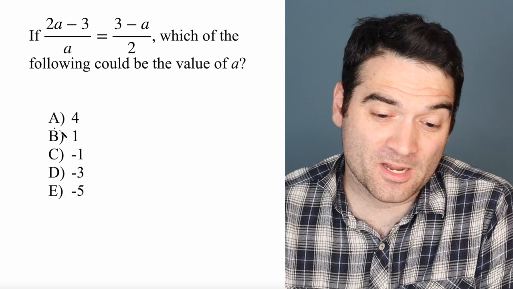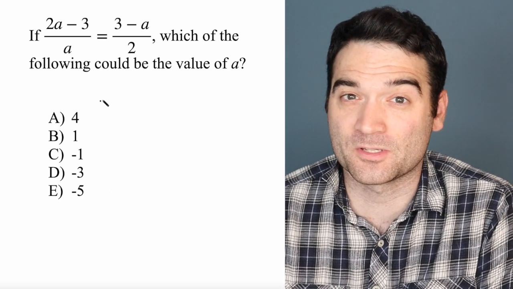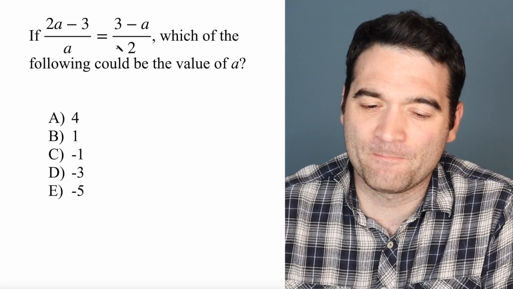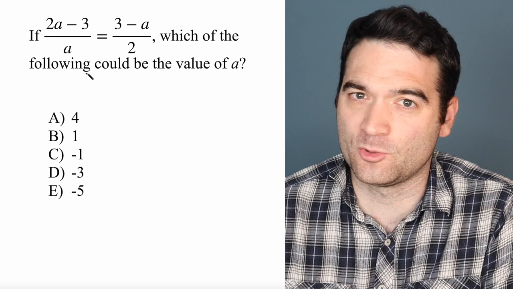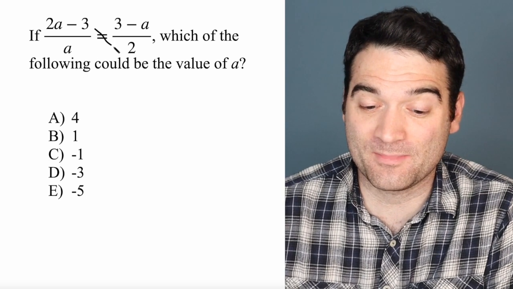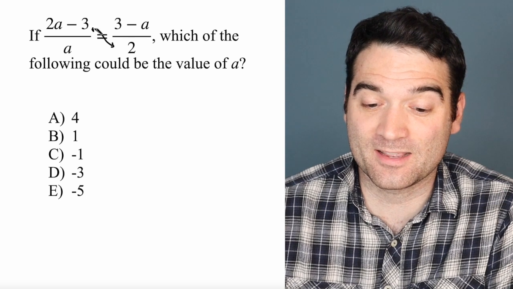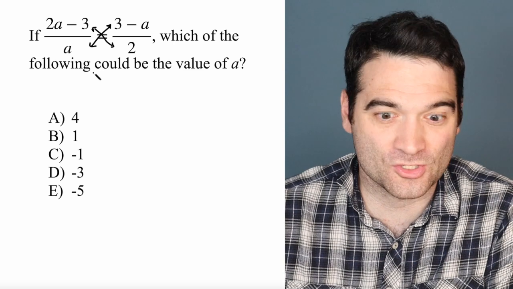Well, one way to proceed here would just be to plug all of these numbers in for a and see which one works. But let's use our algebra skills, right? And so what we have is two fractions set equal to each other. And when we have that, we can cross multiply. What does that mean? It means we're going to multiply this times this and set it equal to that times that. No thinking required, just do it, right?